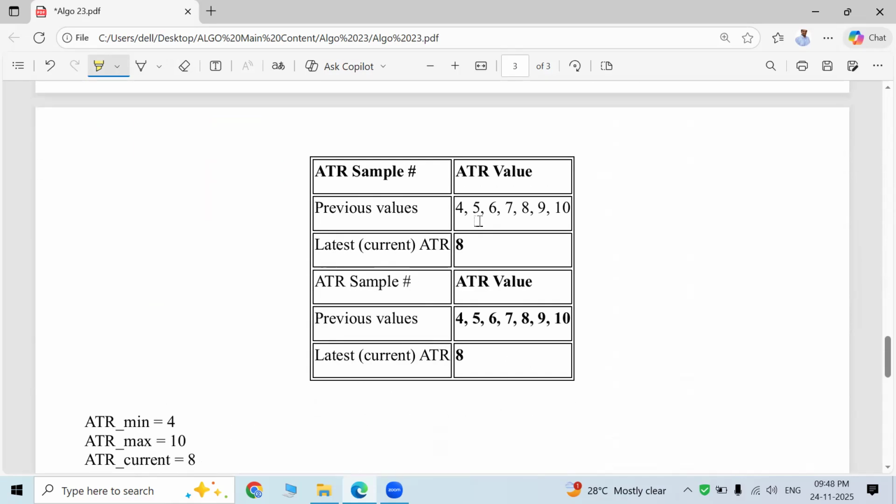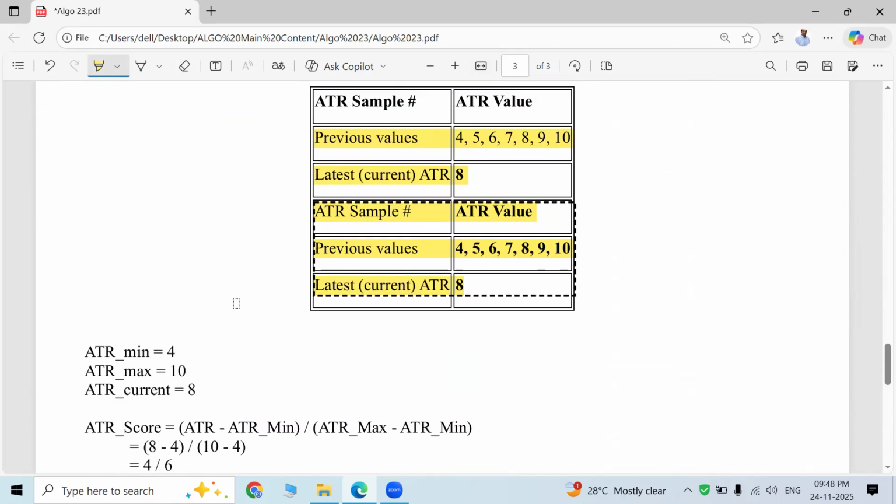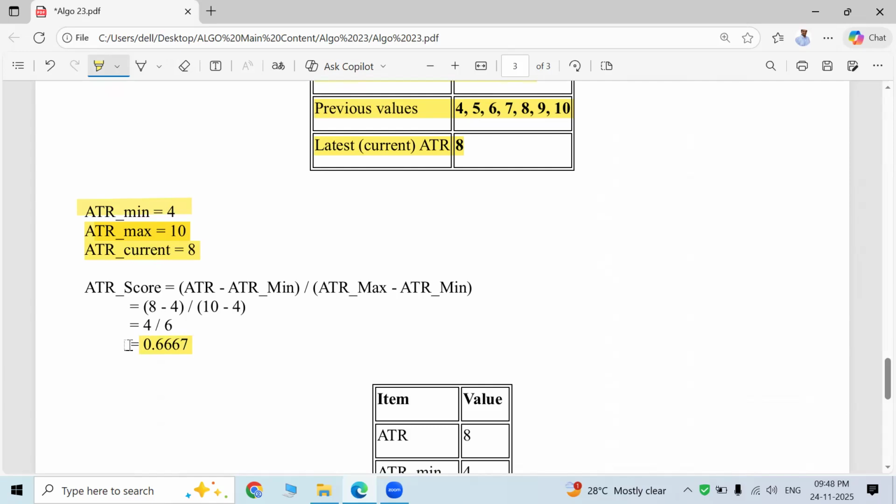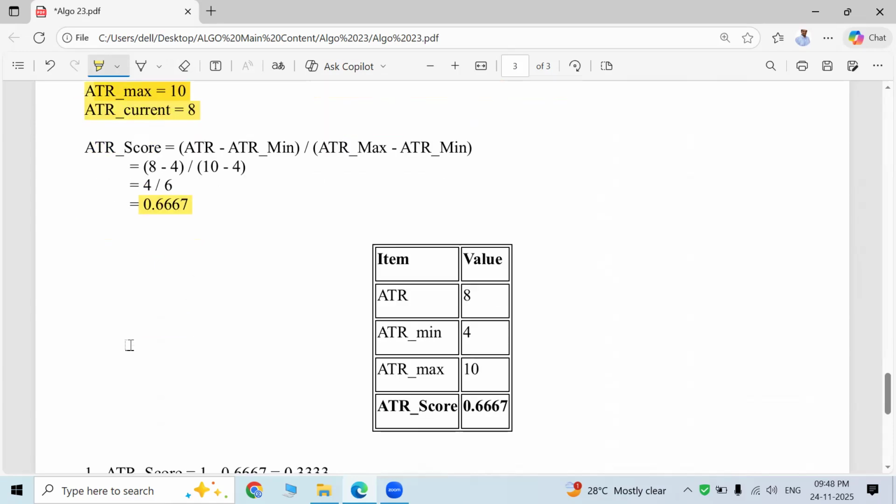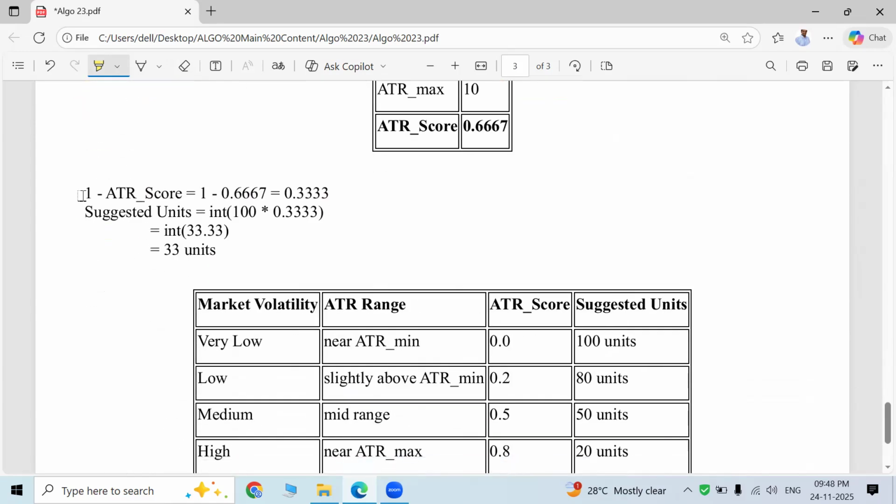Then once we do that, we have taken this value. Suppose from the previous sample we got the ATR is 8 and this is the cycle. Now in the next sample, suppose we have data like this and the current ATR is 8. So the minimum ATR is 4, max is 10, and the current ATR is 8. Based on that, we are going to find the normalized ATR score. Once we get the normalized ATR score, we are going to find the suggested quantity from the formula which we have seen. Suggested quantity equals integer of 1 minus ATR score.